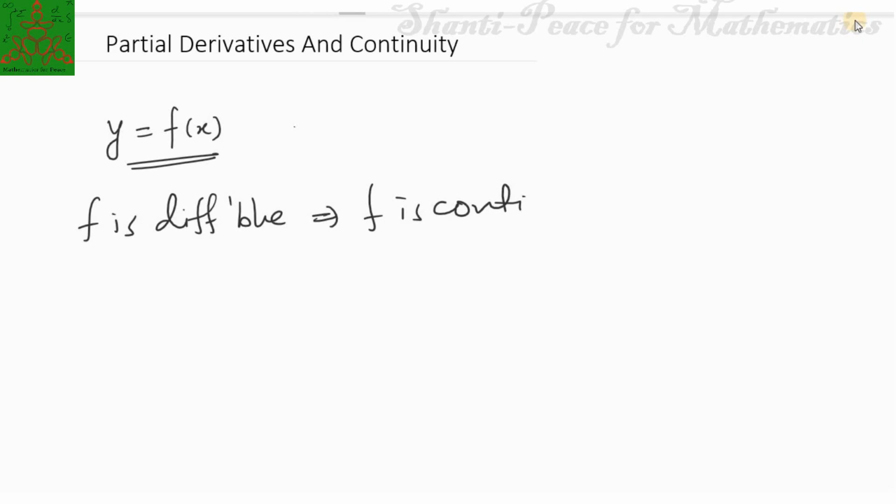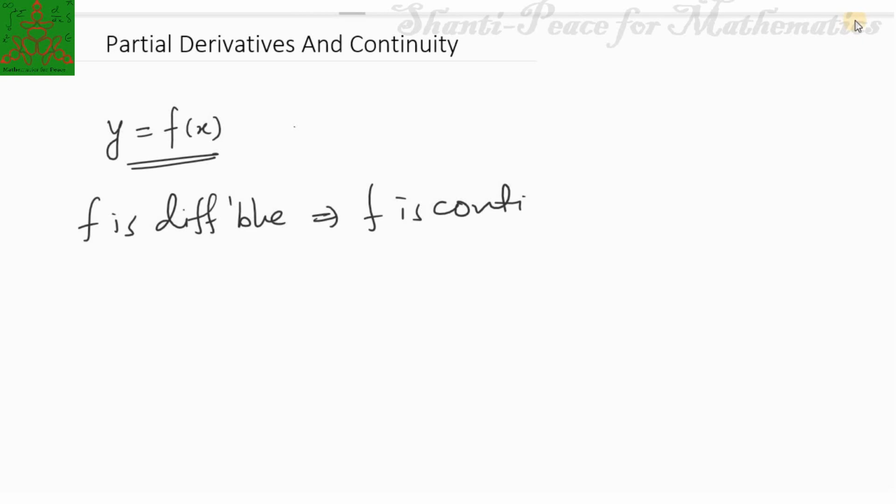But in the case of multivariable functions, the existence of partial derivatives does not guarantee the continuity of the function. That means even if the partial derivatives of the function exist, it does not guarantee that the function is continuous. And if the function is continuous, it does not guarantee that the partial derivatives exist. So this video is specially based on those questions.